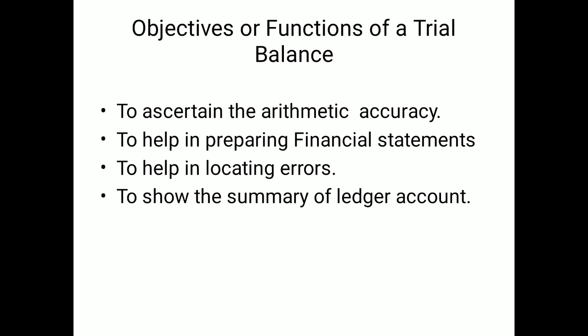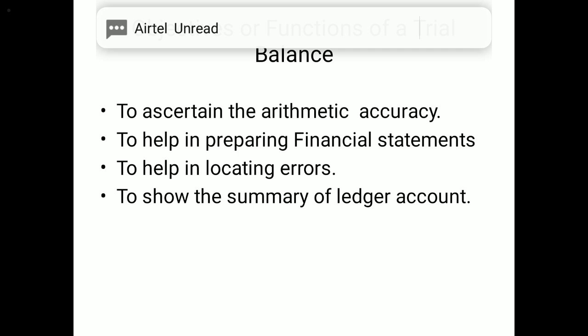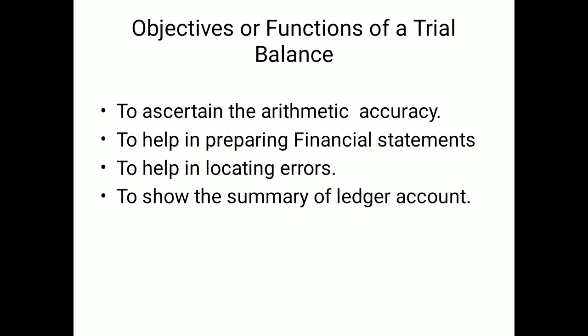Now the objectives or the functions of the trial balance. Trial balance is used to check the arithmetical accuracy. So arithmetical accuracy refers to only the total of the trial balance can be checked. Errors, if existing in the nature of accounts, cannot be checked by the trial balance. So this is the objective to check the numerical accuracy, arithmetical accuracy.